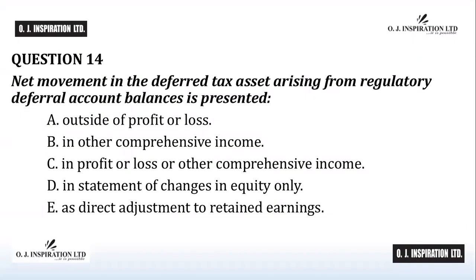Question number 14. The answer to question number 14 is A, outside of profit or loss. Net movement in the deferred tax asset or liability arising from regulatory deferred account balances is presented outside of profit or loss. Net movement in these aspects of deferred tax is presented after profit or loss for the year is ascertained, but not in other comprehensive income. A is the answer to question number 14.